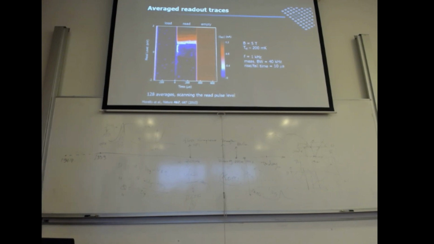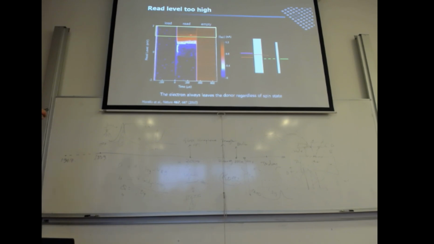So this is the typical scan you take. You take a time trace as you perform those 3 pulses that I showed before. And this is an average trace, so each line here is 120 averages. And this is the first important result, I would say, from this line of research from 2010, done at about 5 Tesla. So the spins are really properly Zeeman split here.